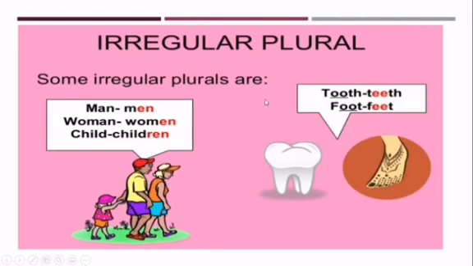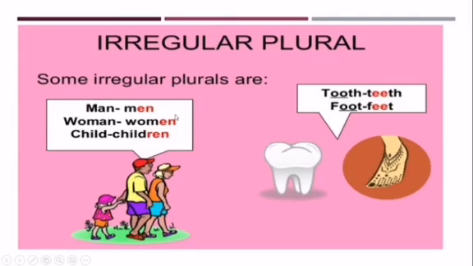Then we have the irregular nouns. Remember, in English, we have many irregular things. This one, for example, we say one man, two men, one woman, two women. Repeat, women, woman, women. One child, two children, three children, four children, many children. One tooth, two teeth. One foot, two feet.